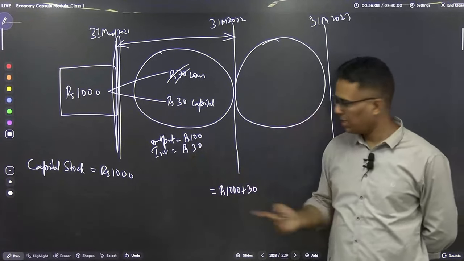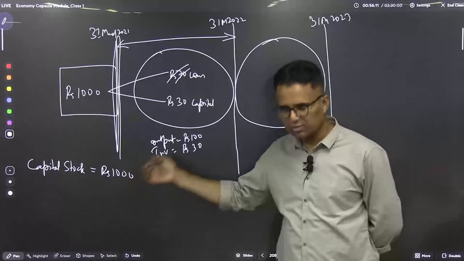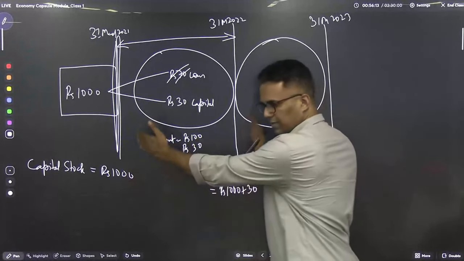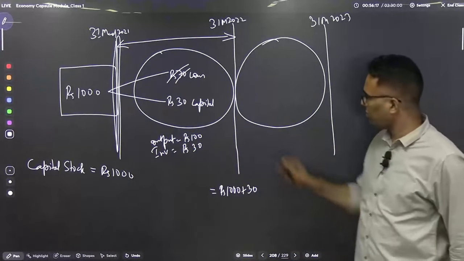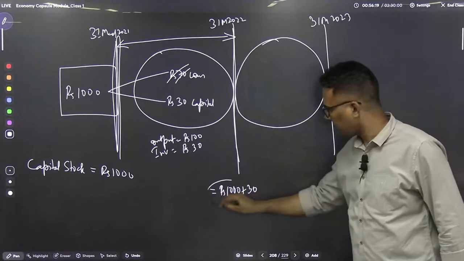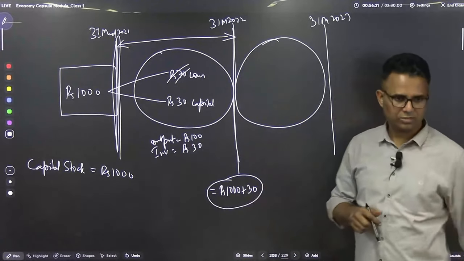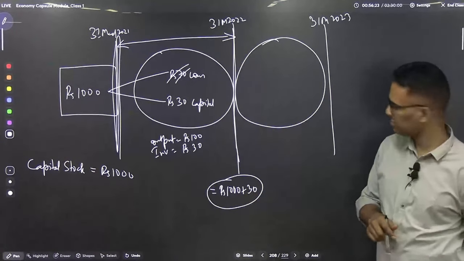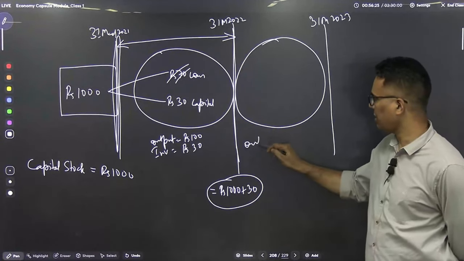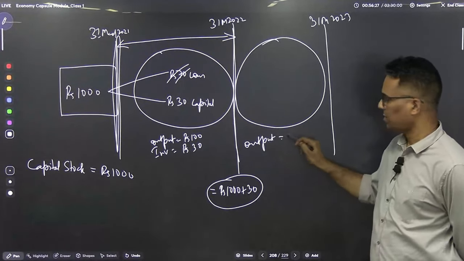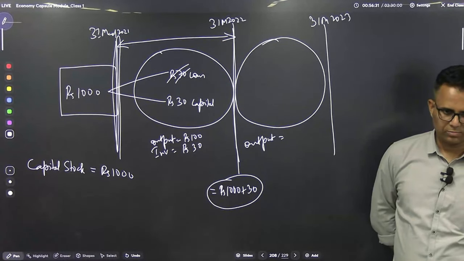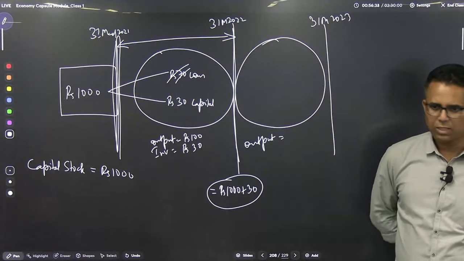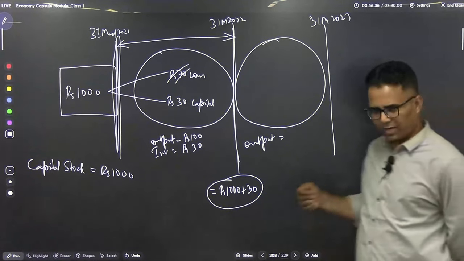Investment is flow and capital stock is stock. Whatever the investment in this year, it will get added to the capital stock. Now this much capital stock is at work. The output here will be equal to 100 or more than 100? More than 100. Why?